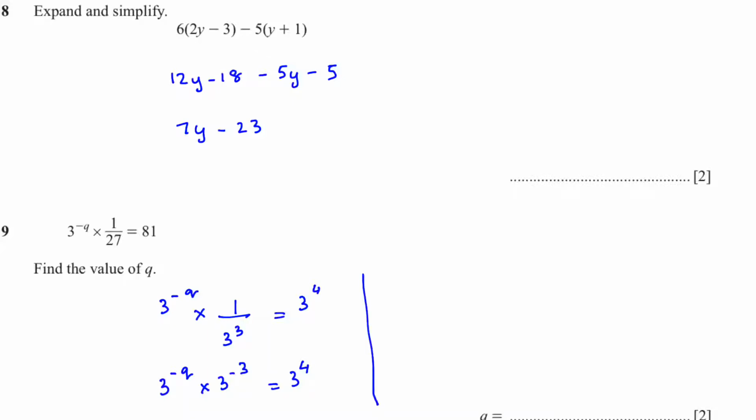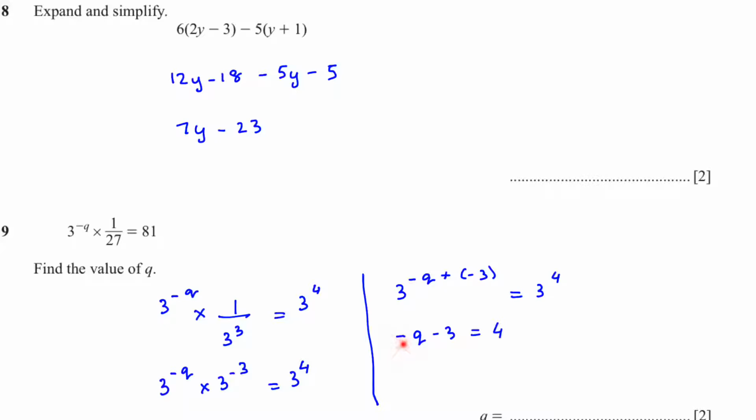Another rule is if there is a multiplication of indices, you add the powers. So 3 to the power of negative q plus negative 3 is equal to 3 to the power of 4. If the base is the same, they get cancelled. And we are left with negative q minus 3 is equal to 4.